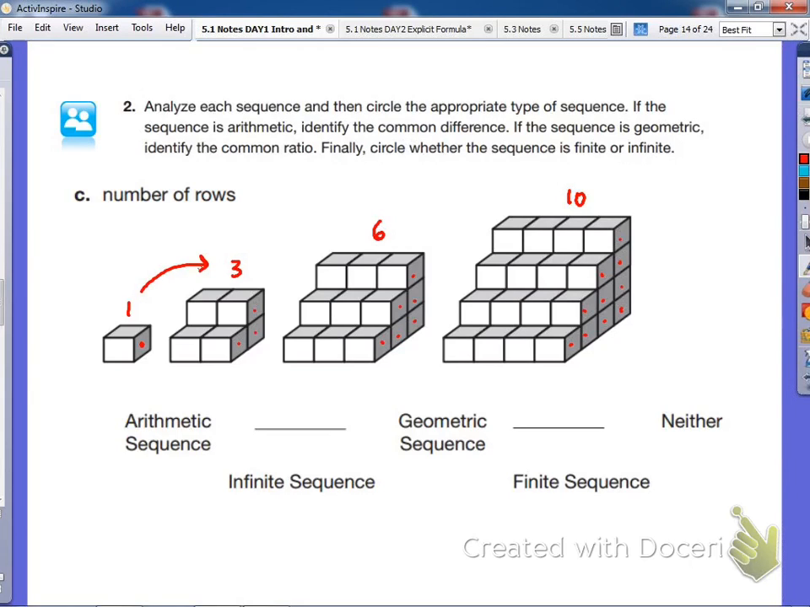You could add 2, right? But does adding 2 work here? No. Okay, so adding 2 does not work. That rules it out; this cannot be an arithmetic sequence. Does that make sense? Yeah. Because this is plus 2 and this is plus 3. It cannot be arithmetic.